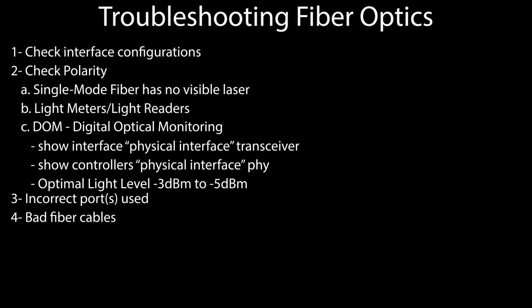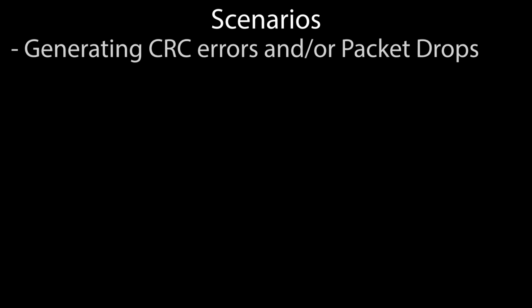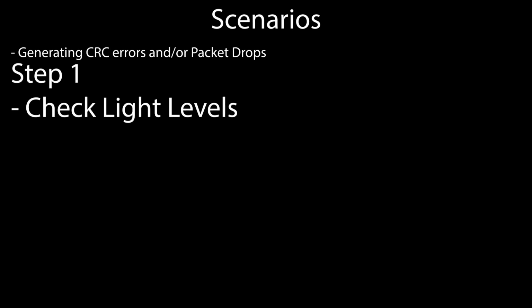Now we'll go over some scenarios in which you have established connectivity, but there may be some issues. When you have bad light levels, one or both ends of the devices tends to start producing CRC errors and or drop packets. Check light levels on both ends. Checking light levels using DOM on a device does not disrupt service.